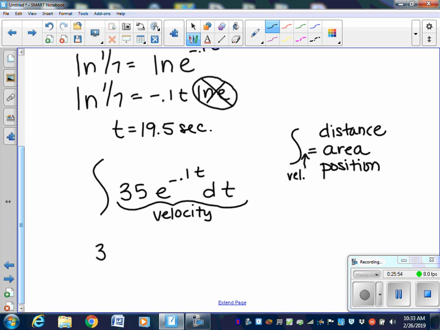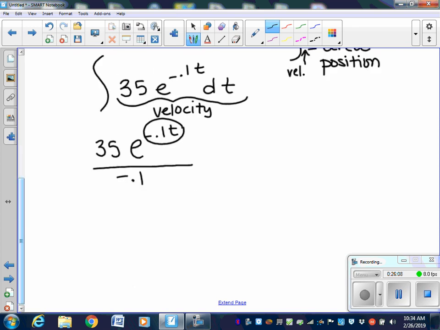I'm going to pull the 35 out. It's just going to be e to the negative 0.1 t divided by negative 0.1, because you have to take and divide out the derivative of the exponent. And then that's the antiderivative of that, put a plus c, and you could set it equal to y like I've been doing. And if you're coming to a complete stop, the point you're using is (0, 0), just like we did in the section before this.